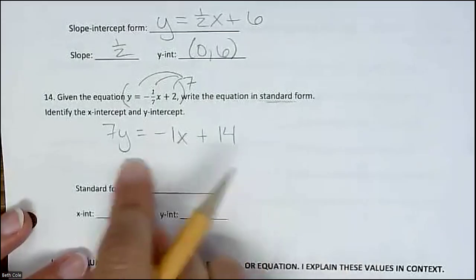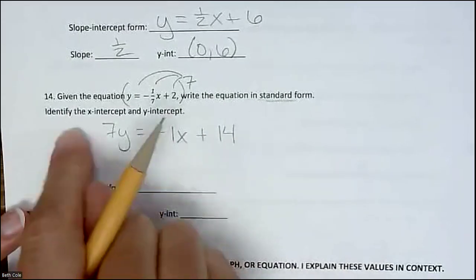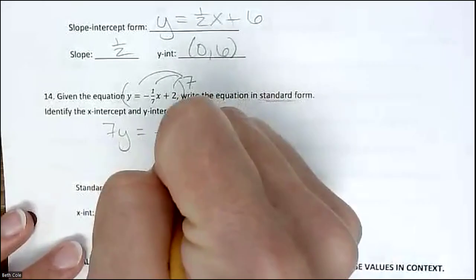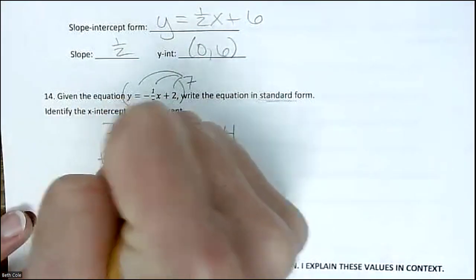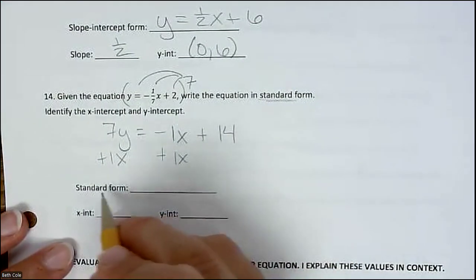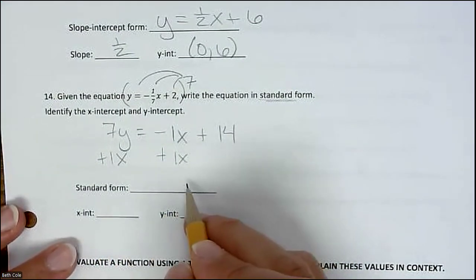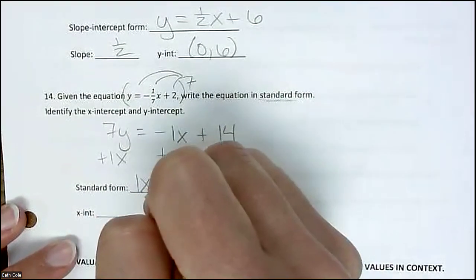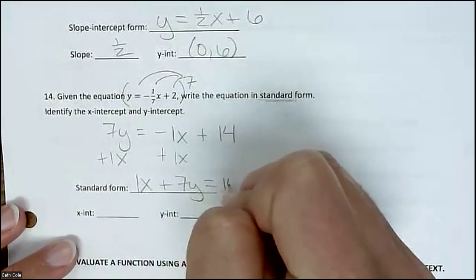All right, now I need to move the x's to the other side. How would I do that? I want it x, then y, then the equal sign. So how do I move this over? Yep, plus 1x. And then you just need to put it in the right order. What is your order for standard form? How's it going to go? 1x plus 7y equals 14.